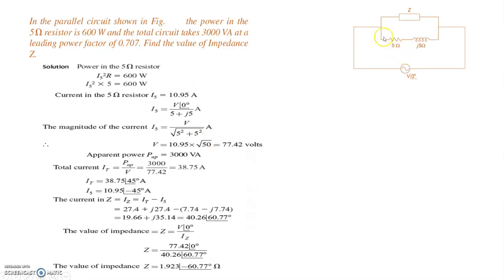Another similar problem is taken up here. In the parallel circuit shown in the figure, the power in the 5 ohm resistor is 600 watts, and the total circuit takes 3000 volt amperes at a leading power factor of 0.707, and you are asked to find the value of the unknown impedance Z. The total impedance of the circuit is 5 plus J5 in parallel with Z. From that, these computations can be made here, and the total value of the impedance can be obtained.